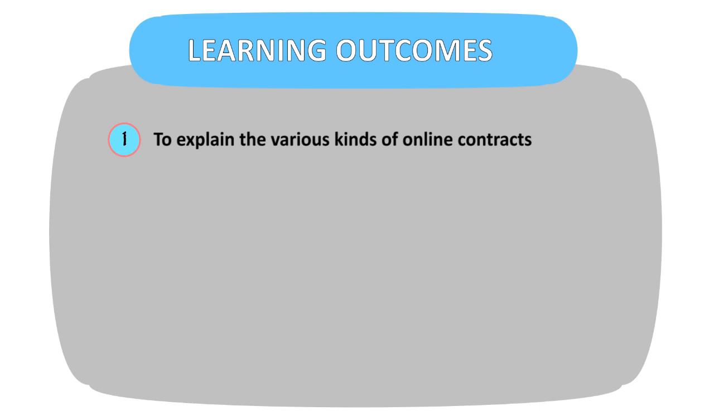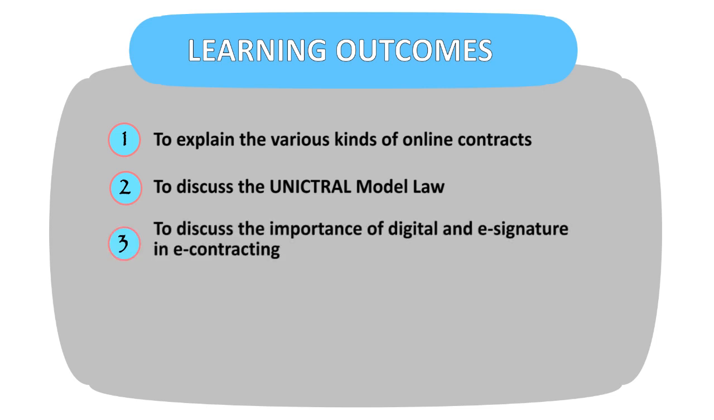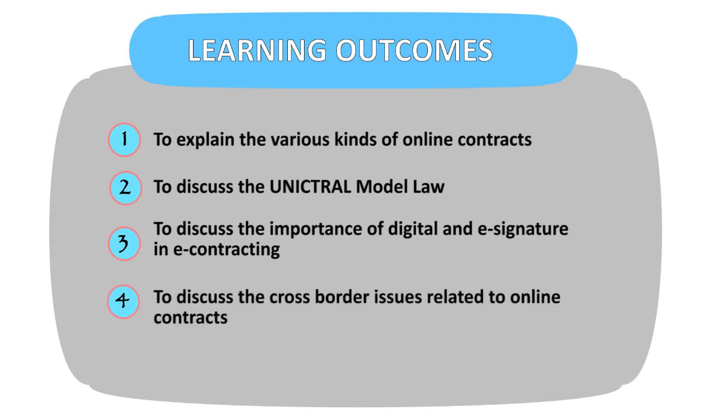Prima facie, there are a few objectives of this module. The most important objective is to introduce various kinds of contract, then to talk about the UNCITRAL model law of contract, and to compare it with the Indian Contract Act and the Information Technology Act 2000. Then to talk about the e-signature, which is a very important part of electronic contract, and discuss some emerging or crucial issues of online contract, in particular the cross-border issues of electronic contract.